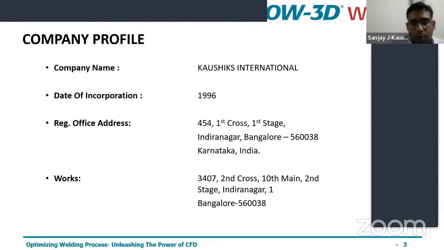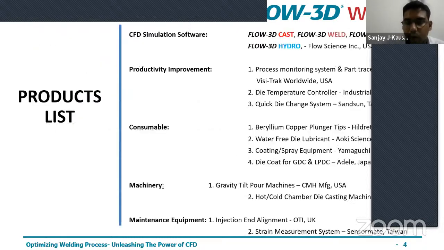Just briefly about my company. My company's name is Kaushik's International. We were established in the year 1996. We are located in Indiranagar, Bangalore, and we have a registered and works office in Bangalore itself. For more than 2 decades, we have been dealing with various products, and CFD software is one of the main products.